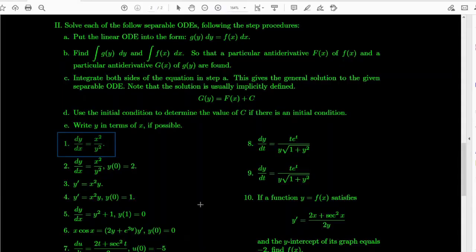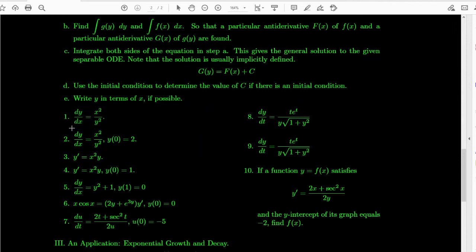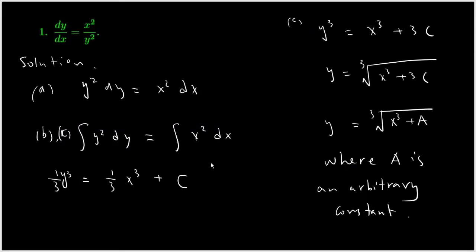Now we move on to question 2. The same ODE, right? Just with an initial value problem. For question 1, the ODE has many solutions, because A can be any number. You can take the cube root of any number. You could also take the cube root of negative numbers in particular. I was trying to say A can be any number.